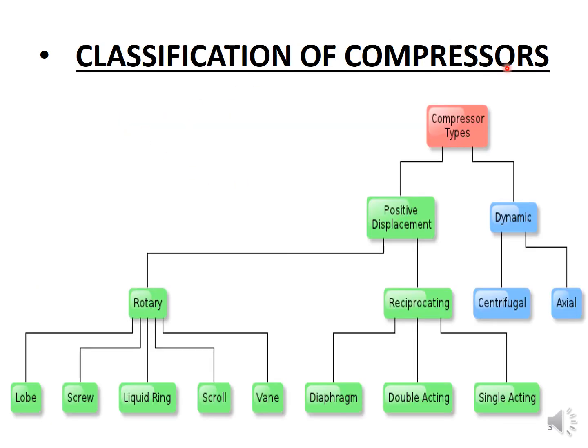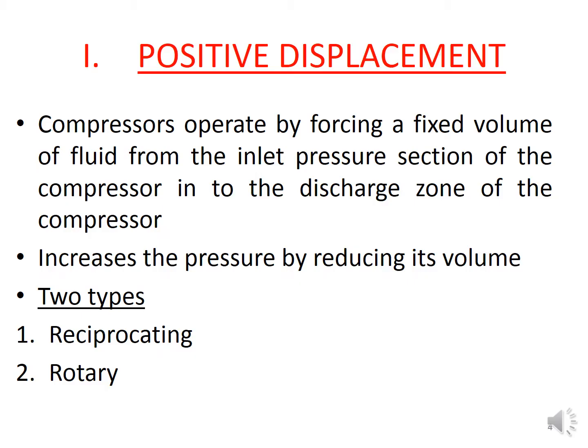Now, classification of compressors. You see the chart. It looks the same as for pumps. The only difference is here: double acting, single acting. Remaining everything is almost the same. See, compressor types: positive displacement and dynamic. In positive displacement, reciprocating and rotary. In dynamic, centrifugal and axial. In rotary, lobe, screw, liquid ring, scroll, vane. In reciprocating, diaphragm, double acting, single acting. We will study this in detail: what is single acting, what is double acting, what is diaphragm. Okay, let's go. Now, positive displacement.